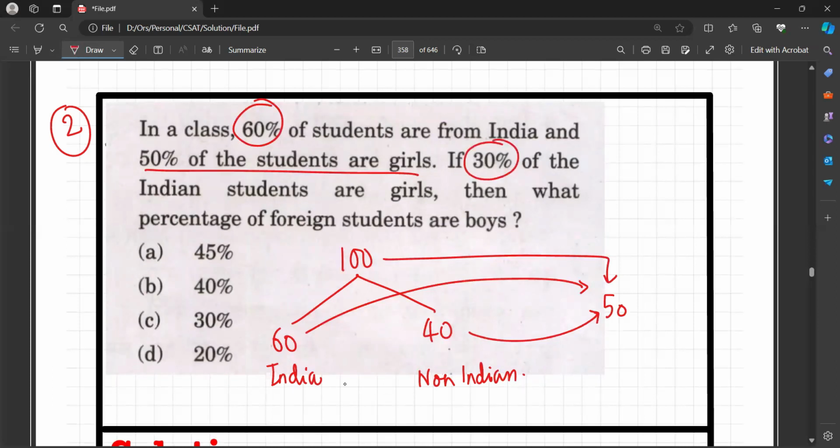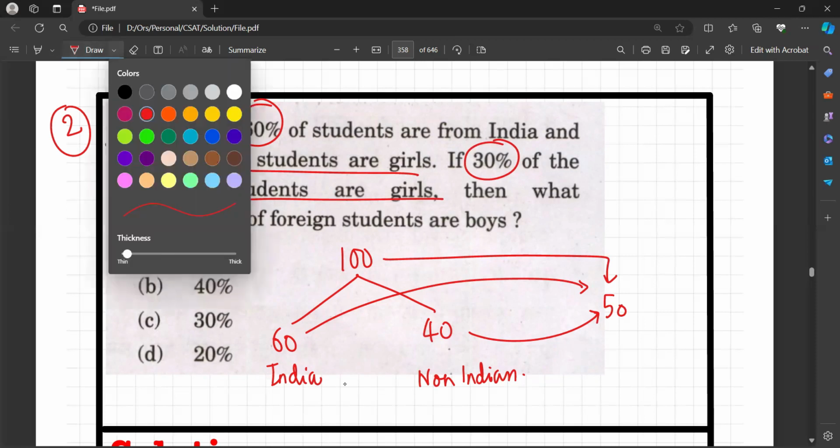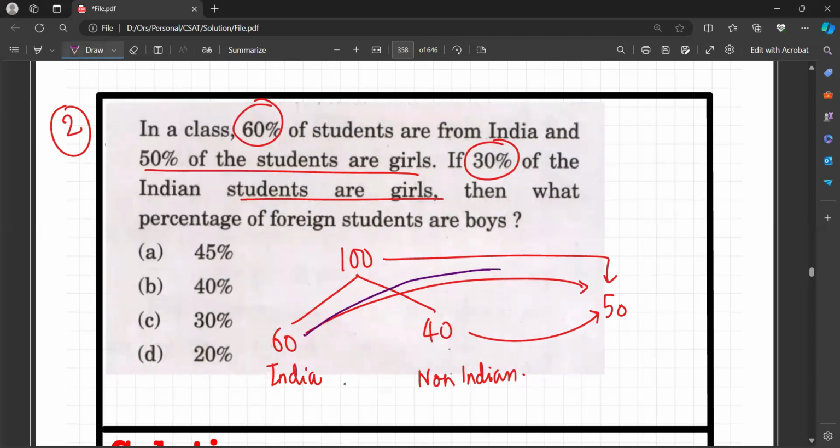If 30% of the Indian students are girls, then what percentage of foreign students are boys? 30% of the Indian students are girls. So from here, there will be 30% of 60, which will be 18. 18, and here the total girls is 50, so this has to be 32.